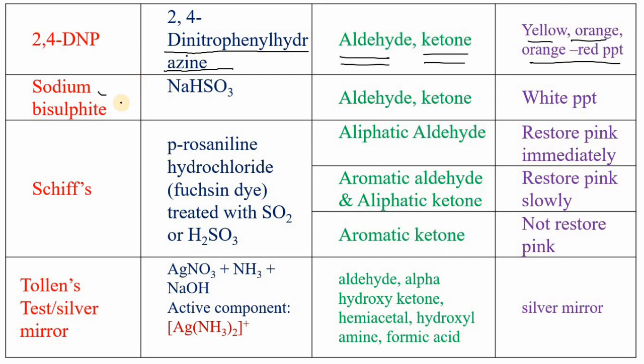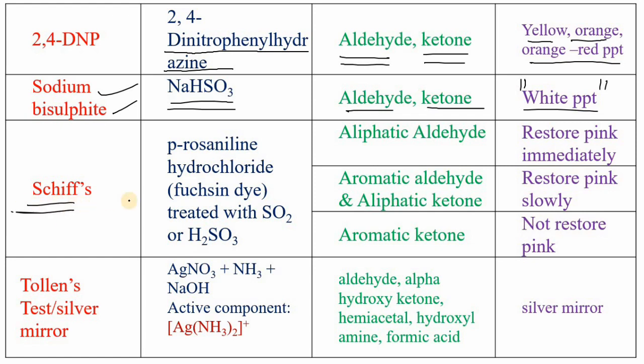Sodium bisulphite test. This is also used for aldehydes and ketones. The bulky ketones cannot be identified by using sodium bisulphite test. The reagent is sodium bisulphite, that is NaHSO3. There is a formation of white precipitate with aldehydes or ketones.